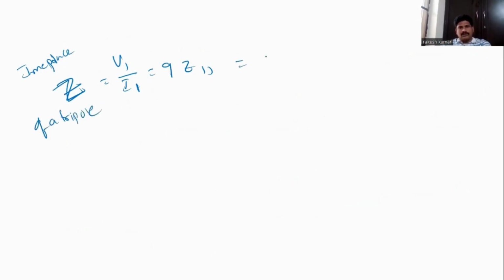That is 9 into Z11. So what is the impedance of a dipole? It is 73 ohms, so the tripole impedance is 657 ohms. This is a very, very important derivation, like the one for the folded dipole.